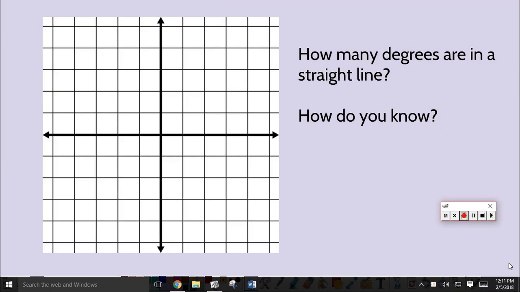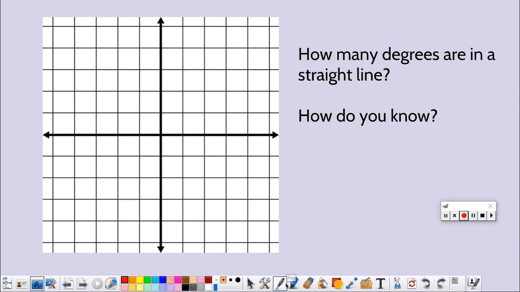How many degrees are in a straight line? 0. Why 0? Because it's a straight line. Okay. Any other ideas? Okay, why do you think 180?